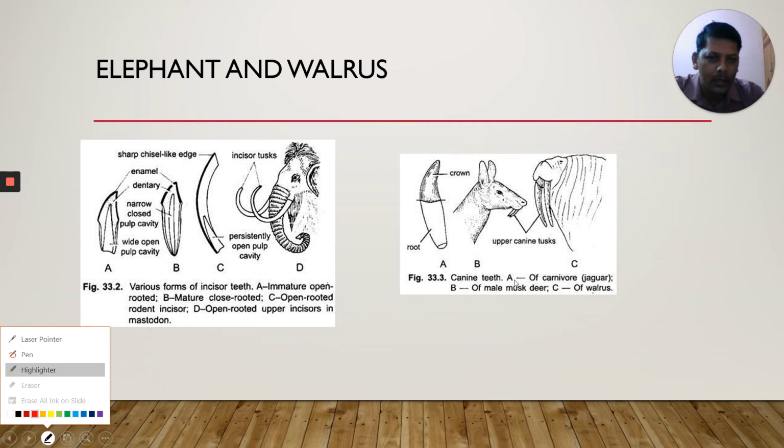Look here, there is a musk deer and a walrus. In these animals, upper canines are modified into tusks. In elephant, upper incisors are modified into tusks, and in walrus and musk deer, upper canines are modified into tusks. Poisonous snakes also have fangs, and these fangs are modified teeth.